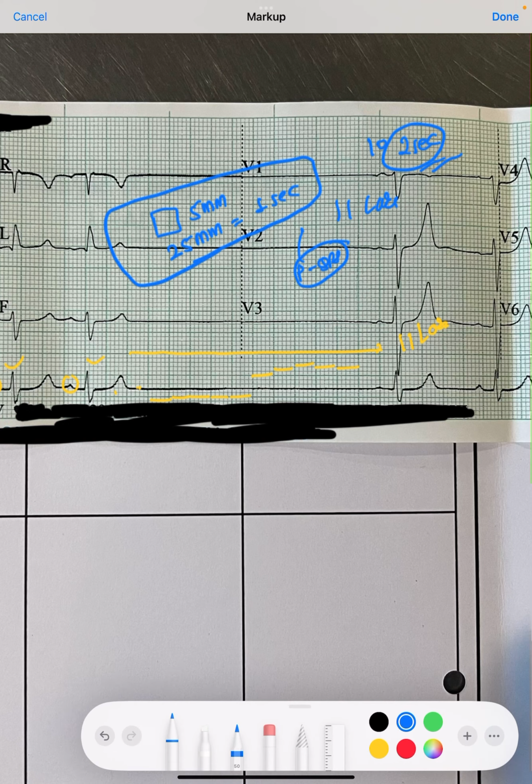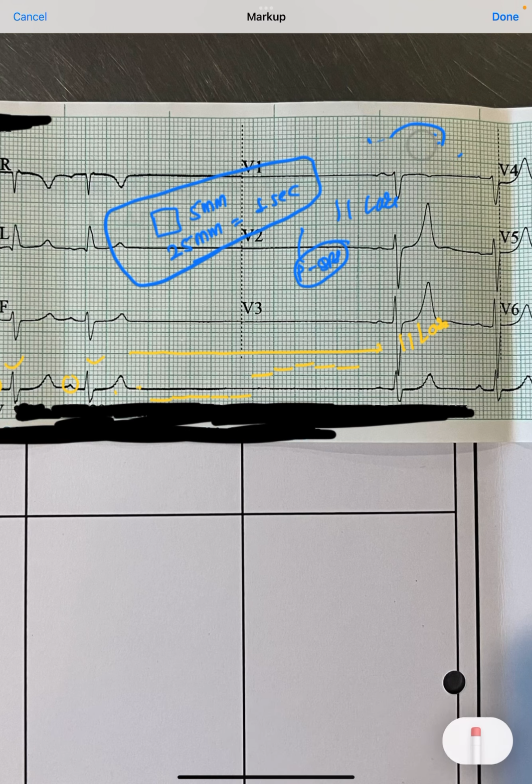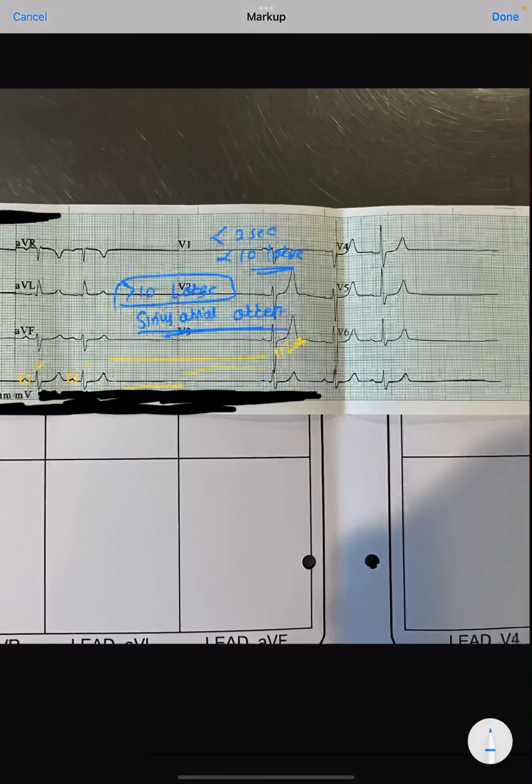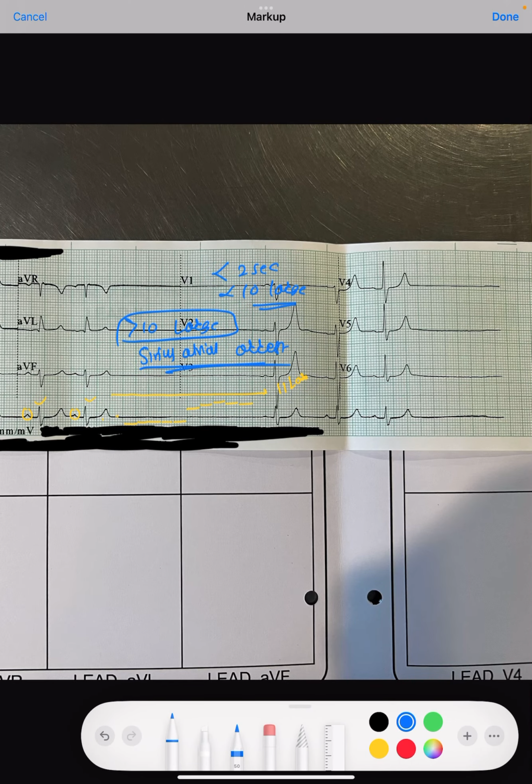Whenever it comes to the calculation, we label it as a sinus pause if there is no P wave activity or atrial activity for less than 2 seconds, meaning less than 10 large boxes. In this case, there is no sinus activity, P wave activity or atrial activity for more than 10 large boxes, so we can label this as a sinoatrial arrest.